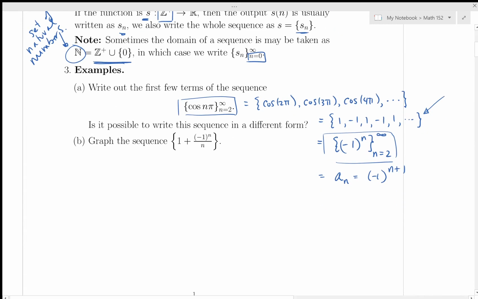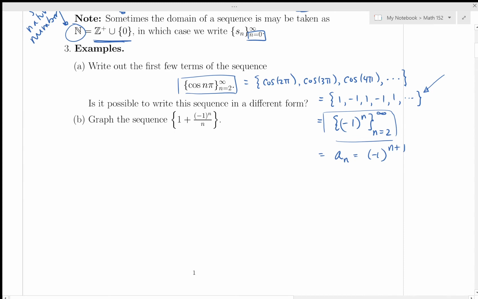That's A. Let's take a look at B. We are going to graph this sequence here. So I'm going to draw what this looks like. What I'm going to do is compute the first maybe 5 or 6 numbers in this sequence, with the assumption that n starts at 1, n equals 1 to infinity. This is assumed because it is not specified. So I can compute a1. a1, when n equals 1, is going to be 1 plus minus 1 to the 1, over 1, and that's 0.